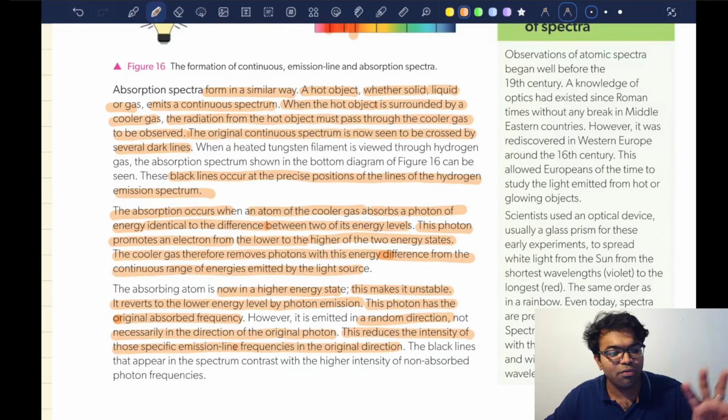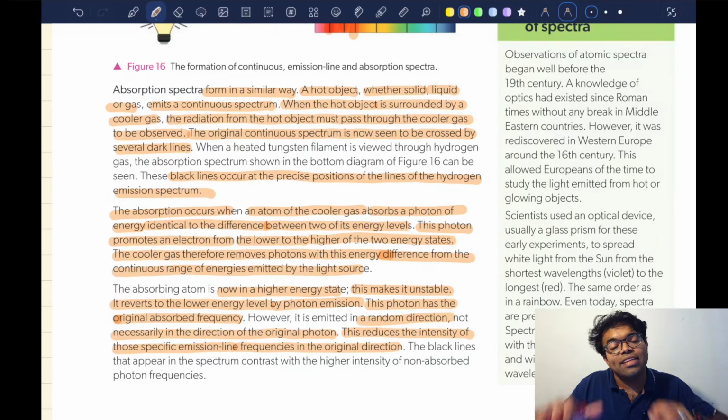For example, let us imagine if hydrogen absorbed a wavelength of, let's say, 520 nanometers. It absorbed a wavelength of 520 nanometers. Then when it comes down, it will release a wavelength of 520 nanometers. But it is not necessary that it releases it in the path of light itself.